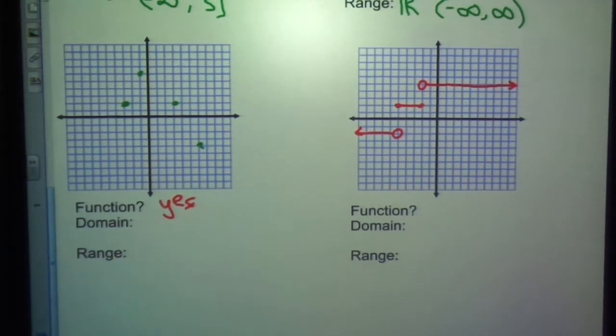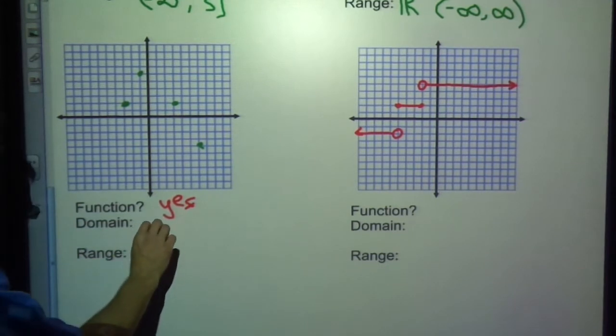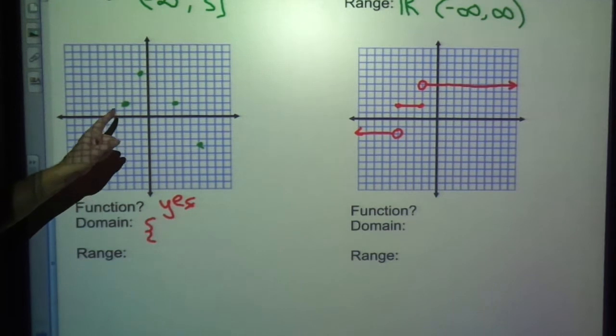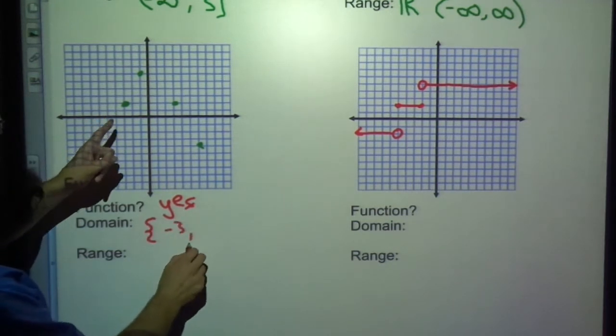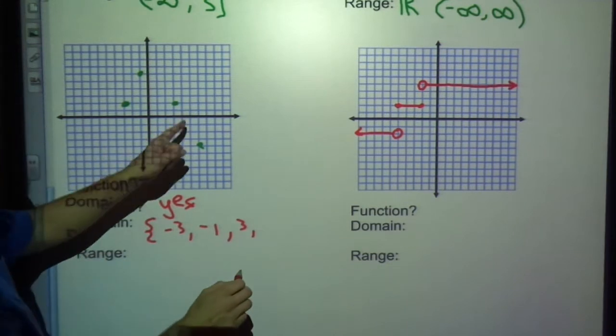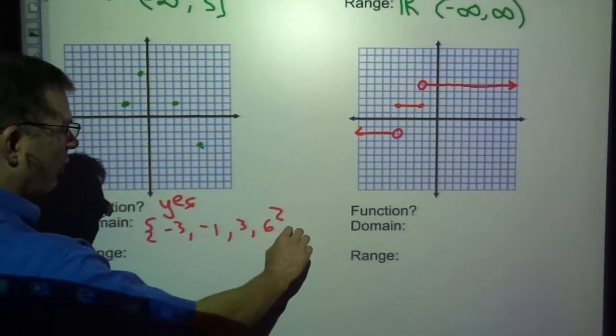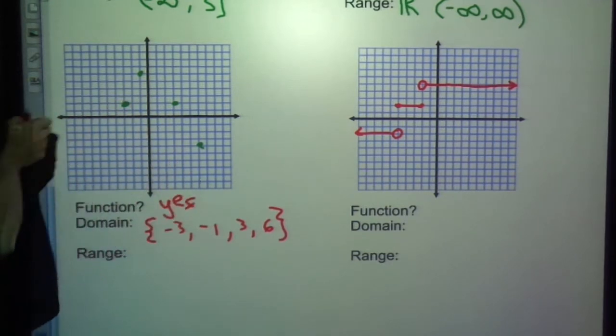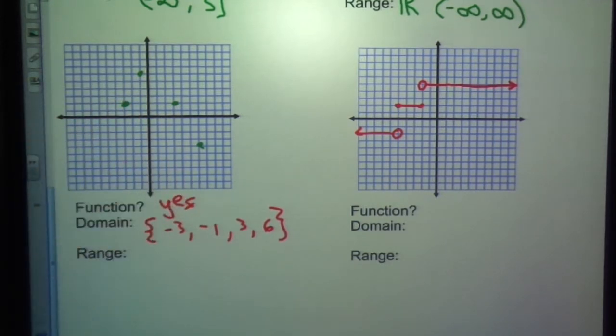Now the domain here is not a range of numbers, it's just a set of points. So we can talk about the set of points that we have. The x values are negative 3, and negative 1, and positive 3, and 6. Because it's not all the numbers in between 6 and 3. It's not a line or a curve that's connecting them all. It's a discrete function that has just a certain number of points.